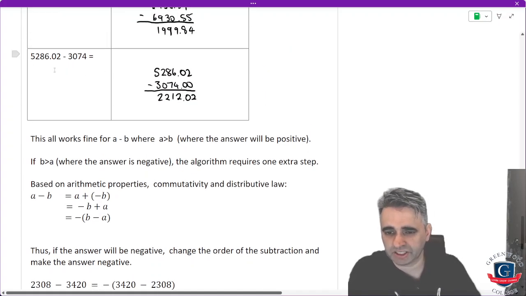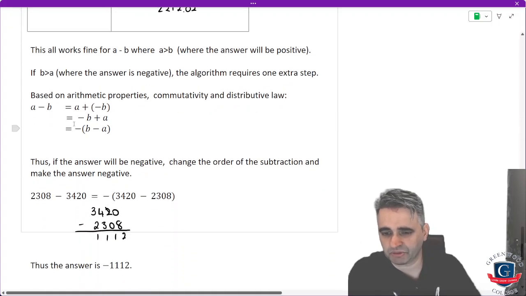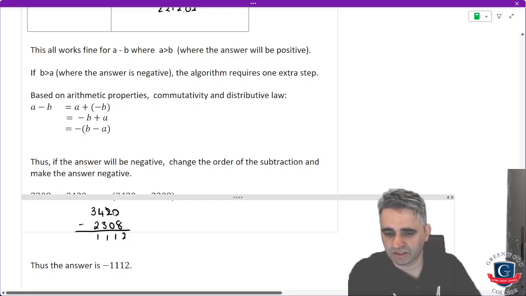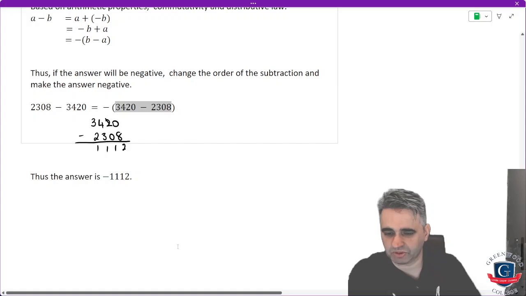Now this looks fine when this number is bigger than this number, but when it's not, then there's an extra step. Based on our arithmetic properties, if we want to, we can subtract b from a and change the sign. And when we've got a negative number, to make this algorithm work, we have to. So in this case, you can see here 3420 is bigger than 2308. So if we take the negative and swap the terms around, we can then do this subtraction, which will work. And that will leave us with 1112, and this tells us that we have to change the sign of whatever the answer is of this, which is what we did here, and the answer is 111.